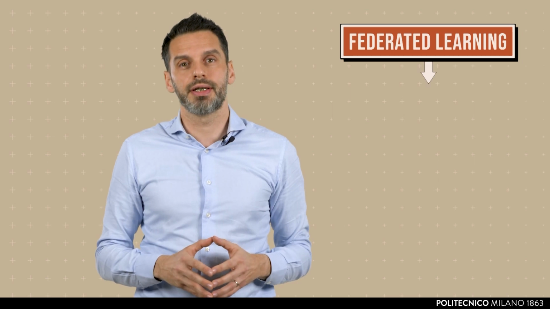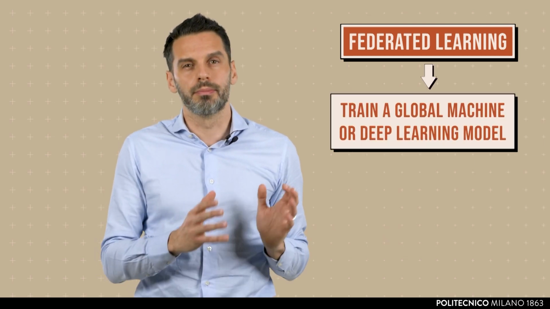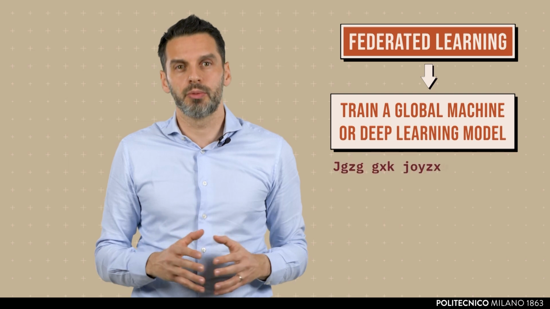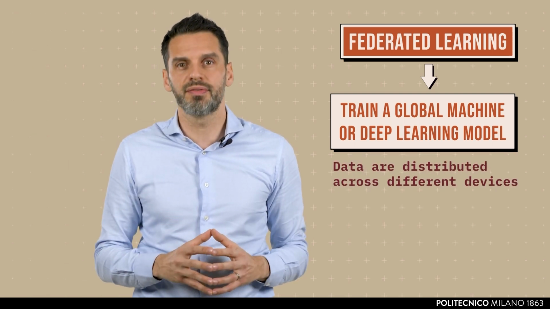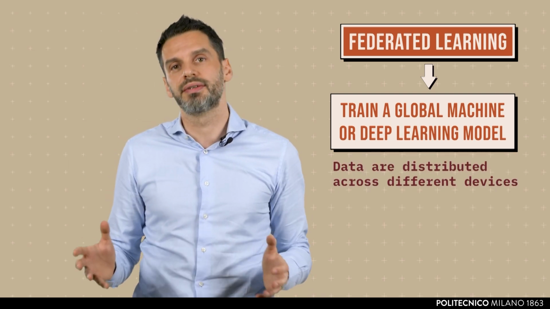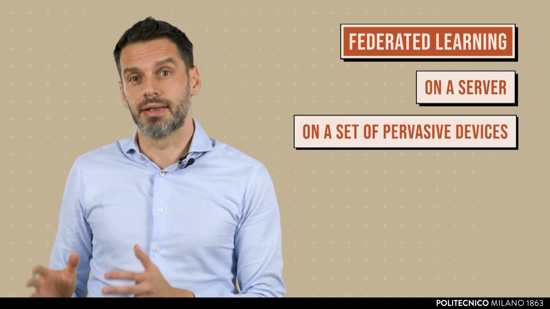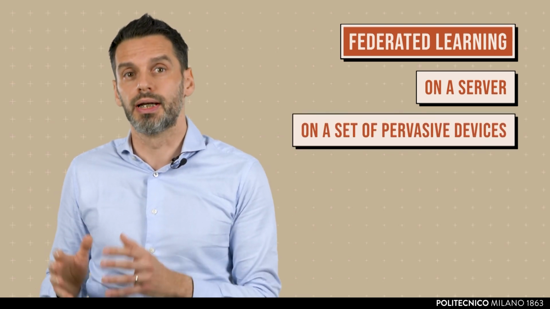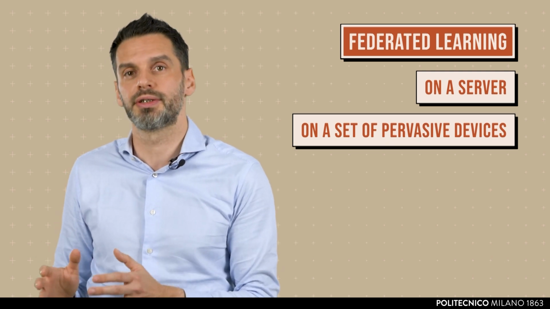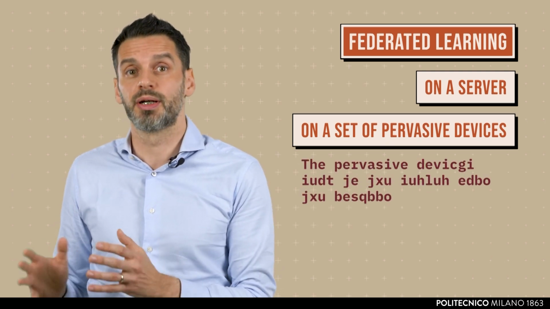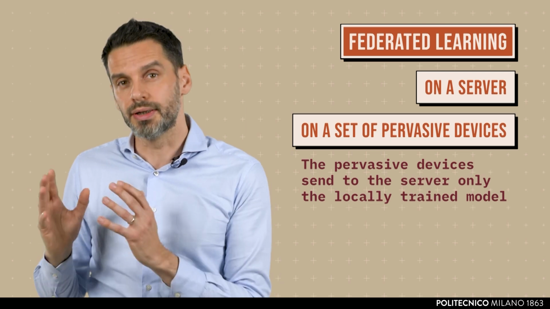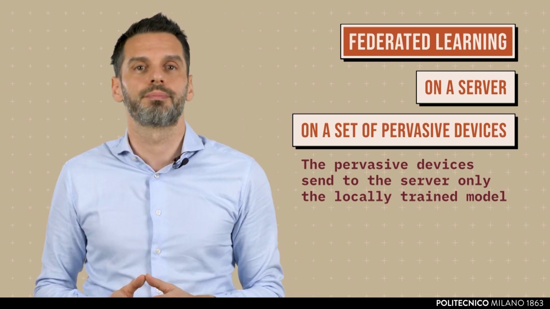The aim of federated learning is to train in a federated way a global machine or deep learning model in a scenario where data are distributed across different devices such as IoT units or mobile devices. To achieve this goal, federated learning algorithms rely on a server orchestrating the global learning phase and a set of pervasive devices supporting a local learning phase operating on possibly sensitive data. Here, the point is that the pervasive devices send to the server only the locally trained model and not the acquired data. In such a pervasive scenario, federated learning can provide several advantages.